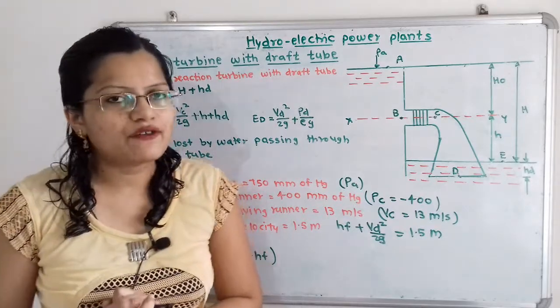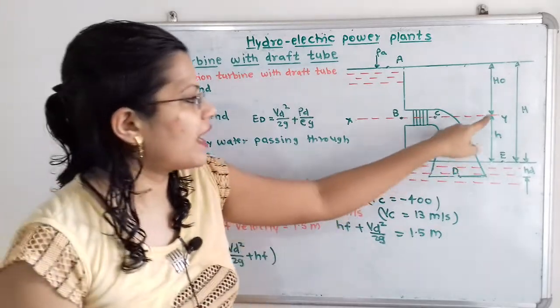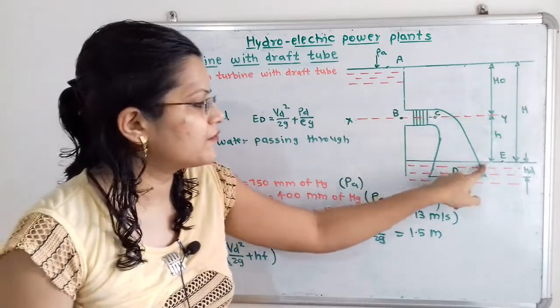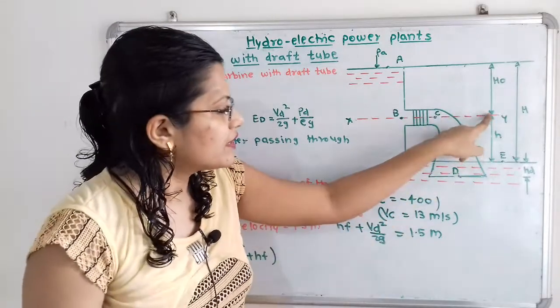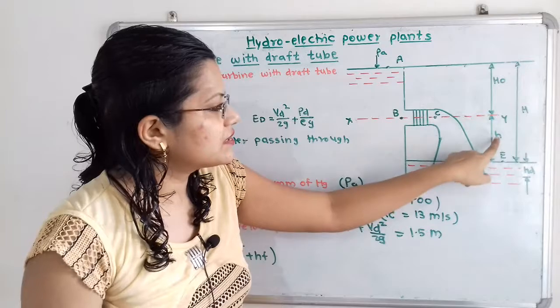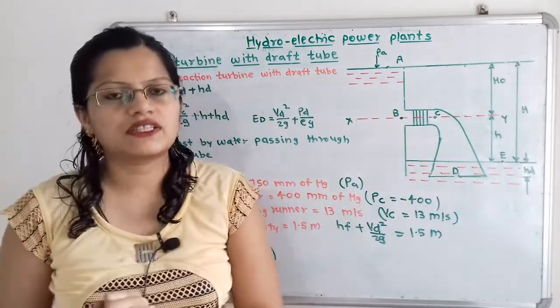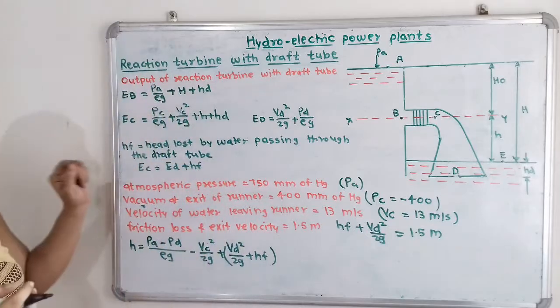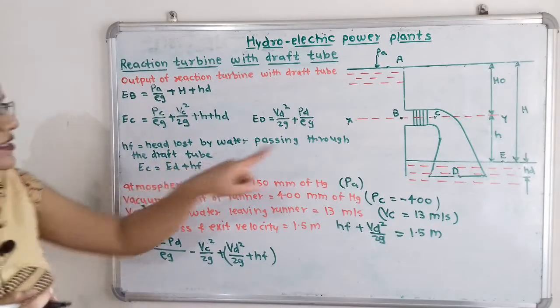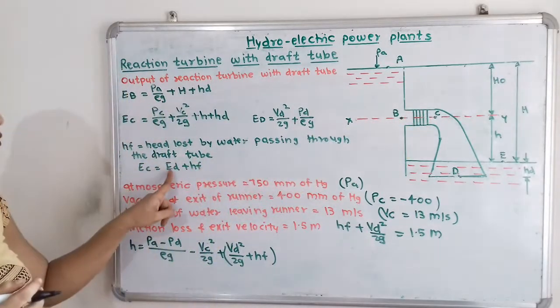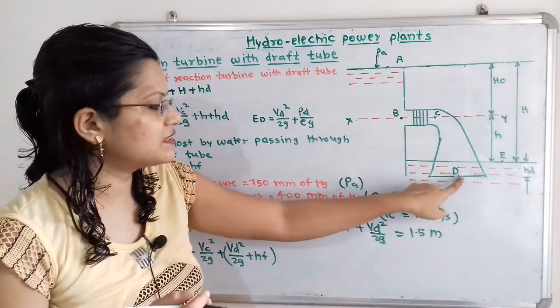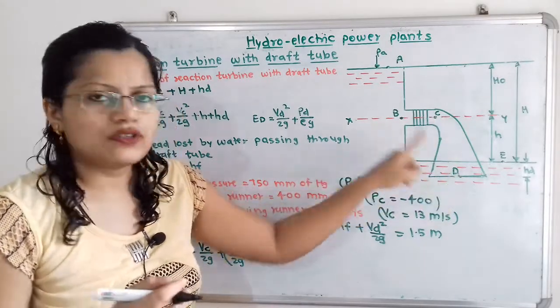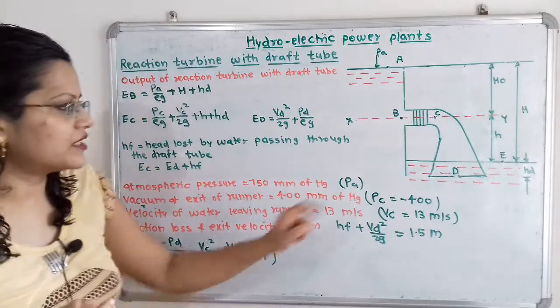Now we have to find out the height or location of the turbine from the tail race. If we observe, this distance is shown with the letter h, which we have to find out. So we will show the relation: EC, the energy at point C, is equal to ED plus HF, that is ED plus the loss due to friction of water.